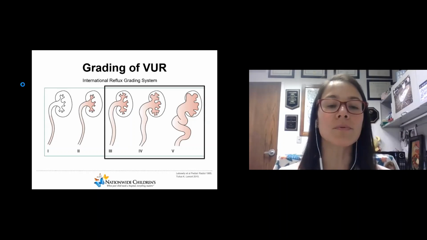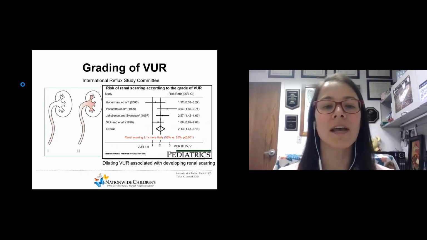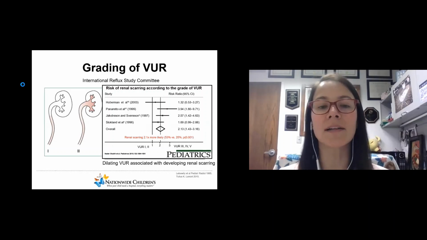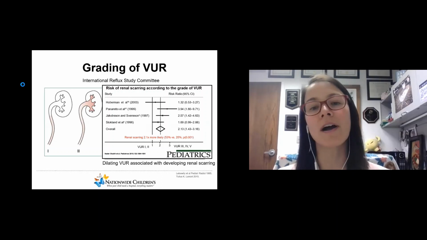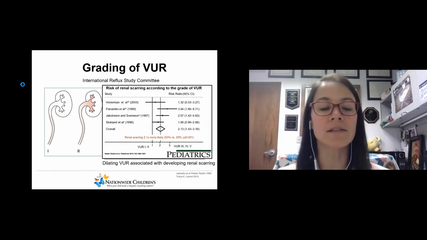Grades 3 through 5 are called dilating reflux, and dilating reflux is important because it's associated with developing renal scarring. This is a systematic review that compared renal scarring in children with non-dilating reflux, grades 1 and 2, versus dilating reflux, grades 3 through 5, and found that those with dilating reflux were more than 2 times likely to develop renal scarring.